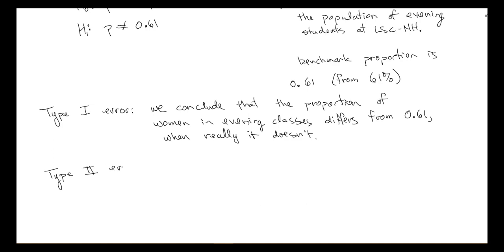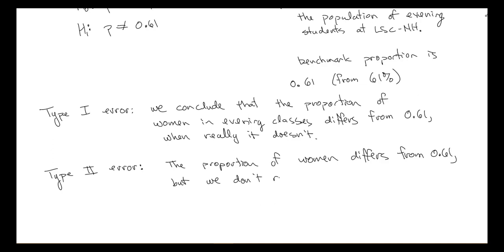So a type 2 error, okay, so remember this is when there really is a difference or an effect or a wolf, but we missed it. So here we would say the proportion of women differs from 0.61 but we end up not rejecting H0. In other words, we don't pick up on this difference at all. So that's basically what's going on with our type 1 and our type 2 errors.